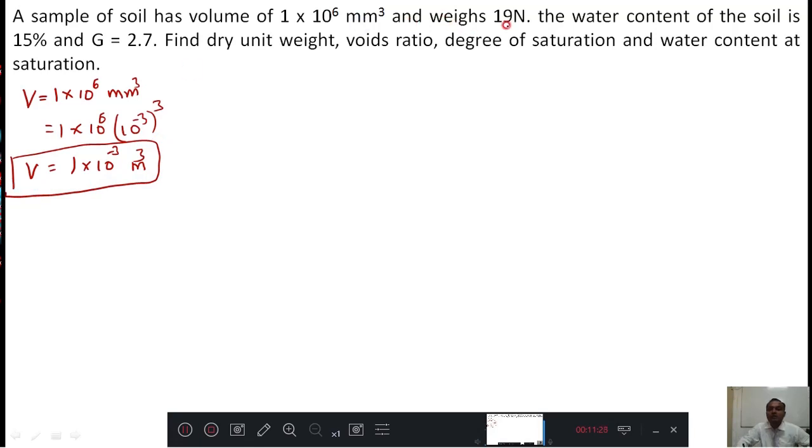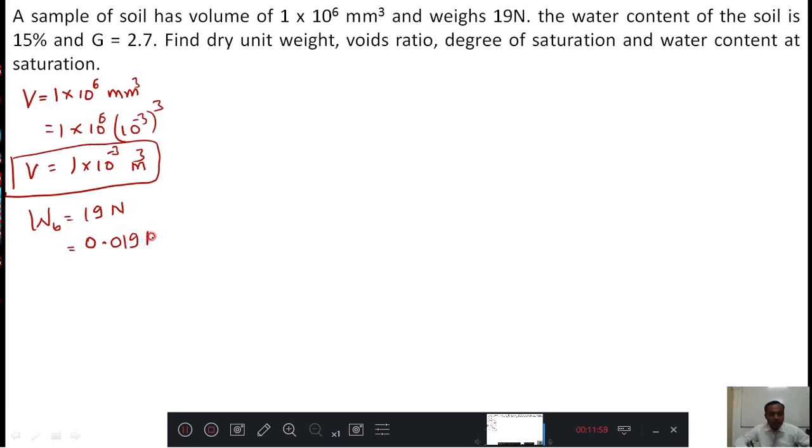And it weighs 19 Newton. How much is it weighing? That is the weight, the bulk weight. Bulk weight is 19 Newton. See, Newton is also not a good unit, because we always want kilonewton and meter cube. Therefore, we will convert it into kilonewton. Kilo means I need to write K, divided by 1000. Then 19 divided by 1000 is 0.019.